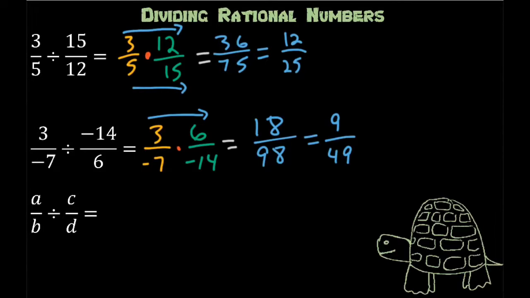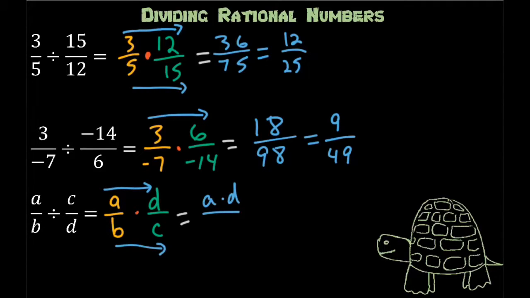As we think about dividing fractions in general, we take the first fraction, it stays as is. We take the second fraction, we use its reciprocal, so it's going to be d over c. Then we multiply across the numerators, which will be a times d, and across the denominators, which will be b times c. And that is how we can think of dividing fractions in general.